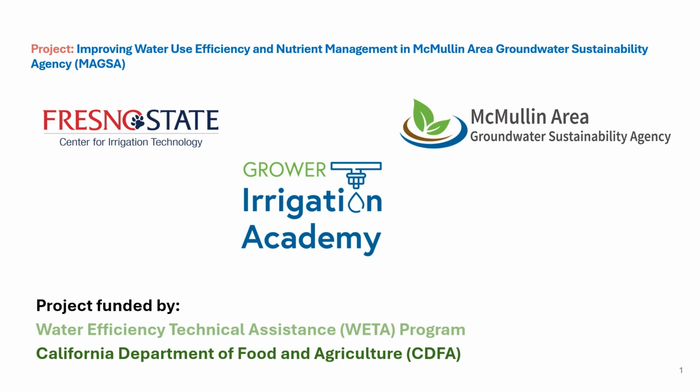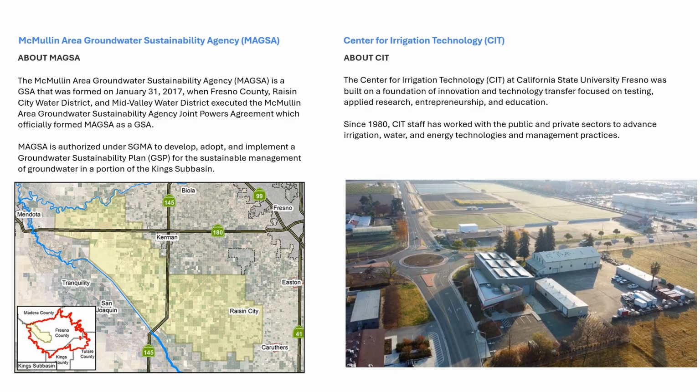This project is funded by the Water Efficiency Technical Assistance Program and developed by our team at the Center for Irrigation Technology and McMullin Area GSA through the Grower Irrigation Academy. This video has been prepared for MAGSA landowners and explores how various soil water parameters affect irrigation practices to help improve irrigation water usage and efficiency.